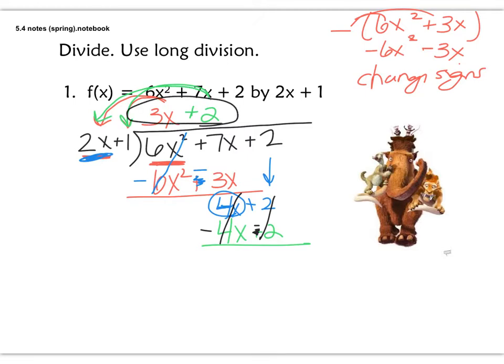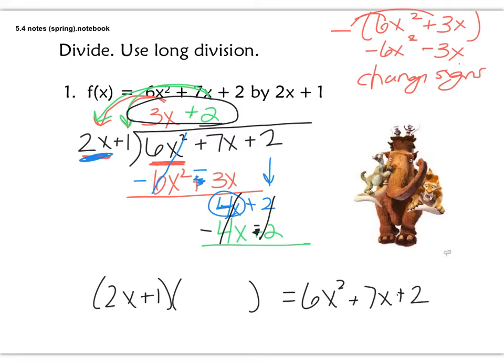Now I want to make sure you understood what we just did. I asked you 2x plus 1 times what would give you 6x squared plus 7x plus 2. That's what I asked you in essence, right? When I asked you to divide, that's where you found 3x plus 2. So now you know how that factors.